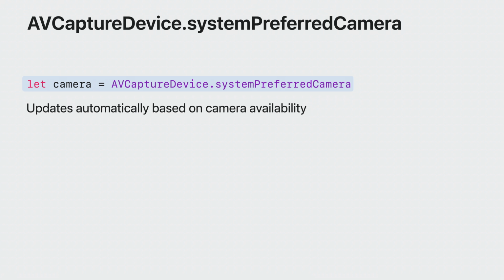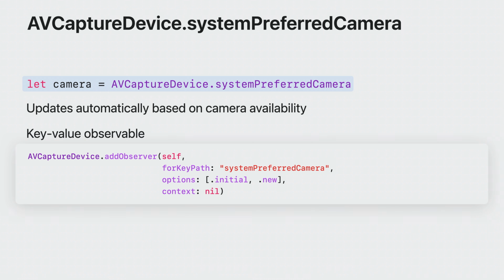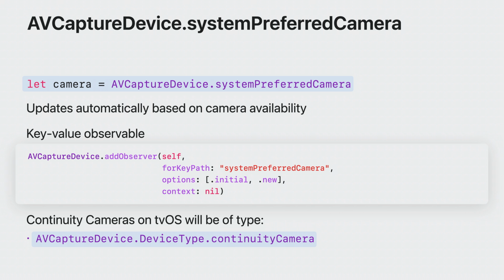This property will update based on camera availability. Since only one continuity camera can be connected to Apple TV at a time, a nil value means there are no cameras available, and a non-nil value means there is a continuity camera available. You can use key value observing to monitor changes to the system preferred camera. And on tvOS, connected capture devices will be of type continuity camera.